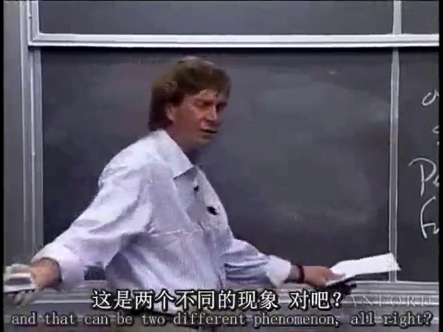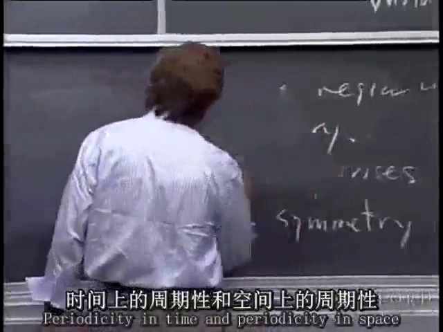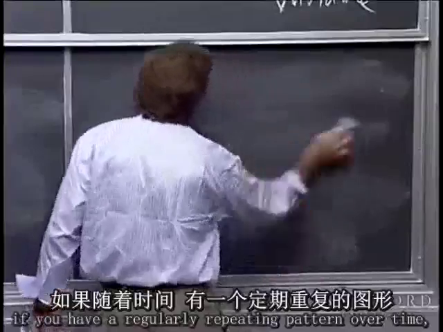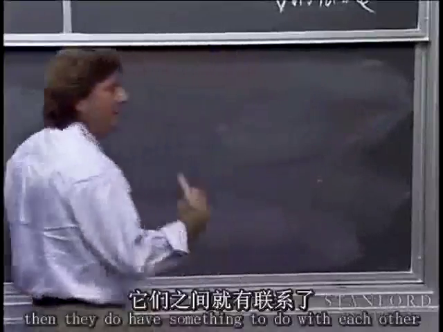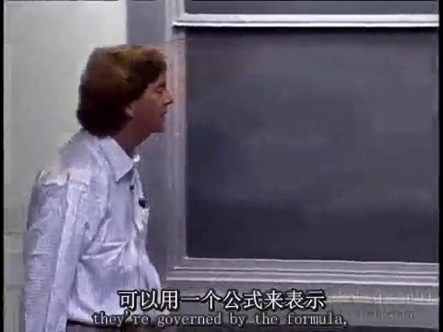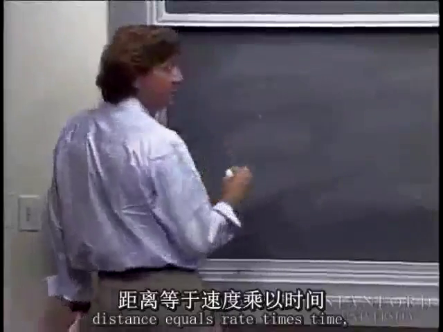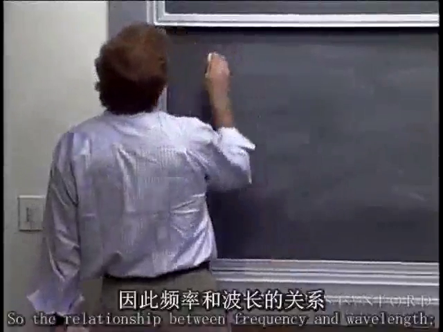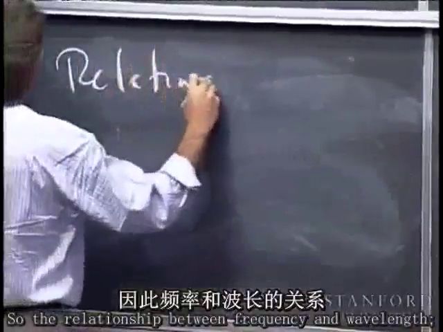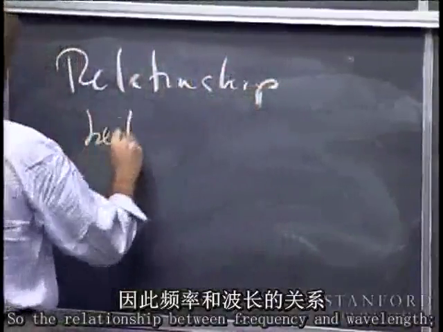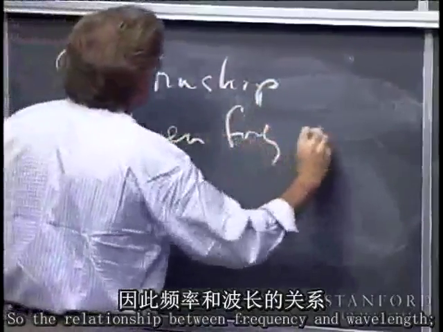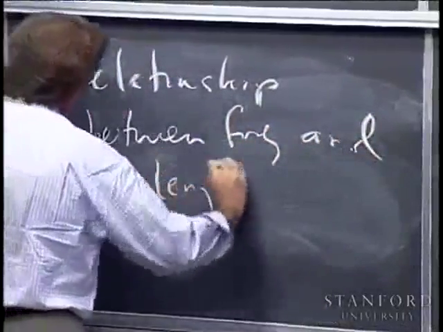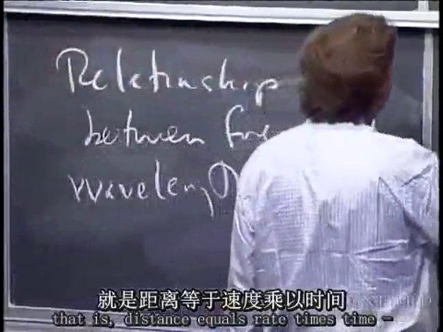And that could be two different phenomena, all right? Periodicity in time and periodicity in space may not have anything to do with each other, but if you have a wave traveling, if you have a regularly repeating pattern over time, then they do have something to do with each other, and they're governed by the formula distance equals rate times time, which is the only formula that governs motion, all right? So there's a relationship between frequency and wavelength. That is, distance equals rate times time.